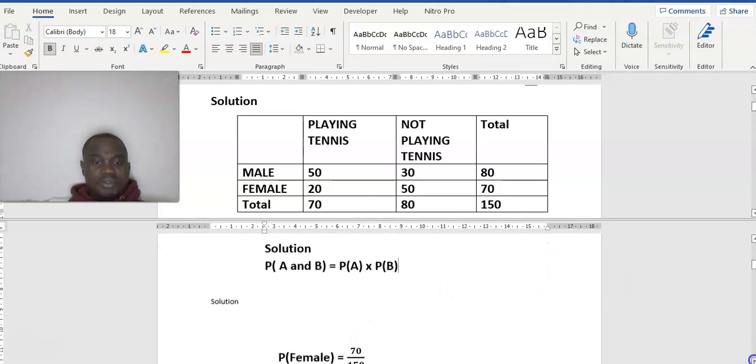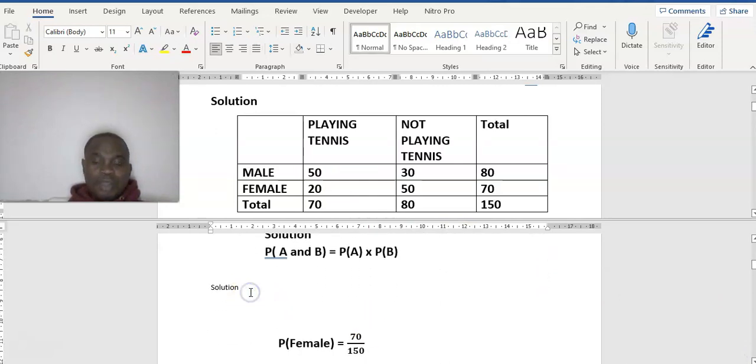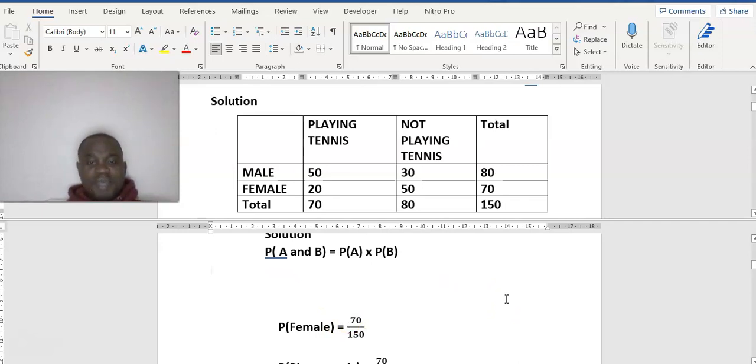Okay, so here what I'm going to do is find those who play tennis, those who are females. I'm going to find the total number of females, the probability of those who are female.